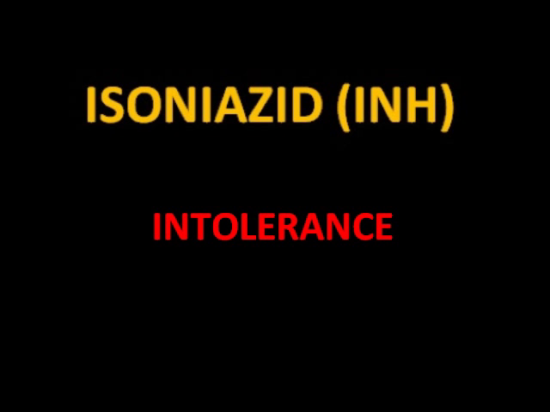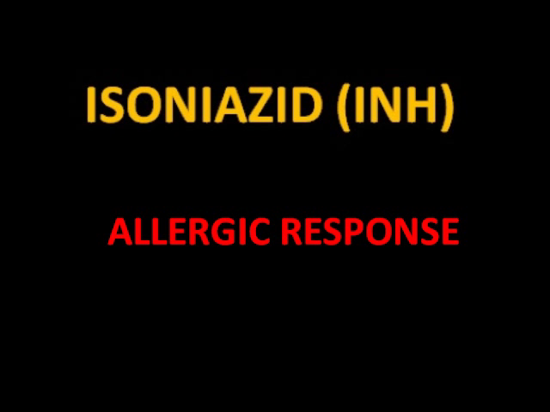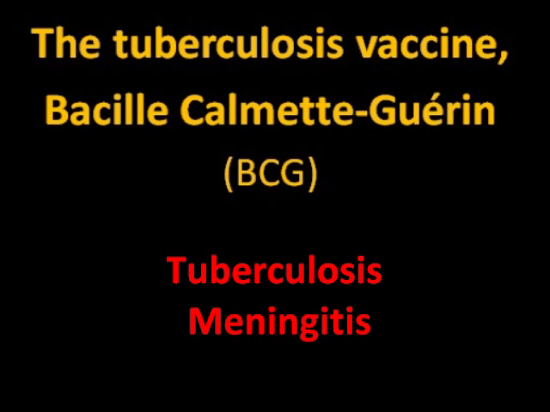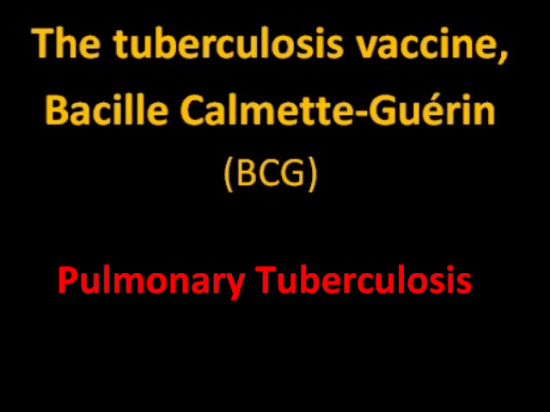In some cases, intolerance or allergic response usually happens. The tuberculosis vaccine, bacillus Calmette-Guerin or BCG, may prevent the spread of tuberculosis and tuberculous meningitis in children, but the vaccine does not necessarily protect against pulmonary tuberculosis.